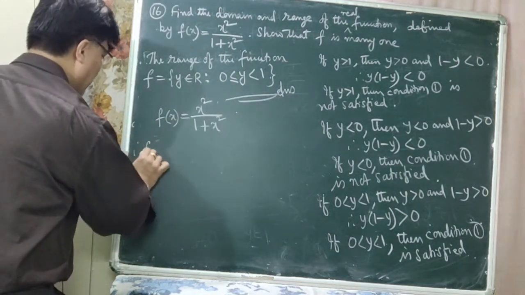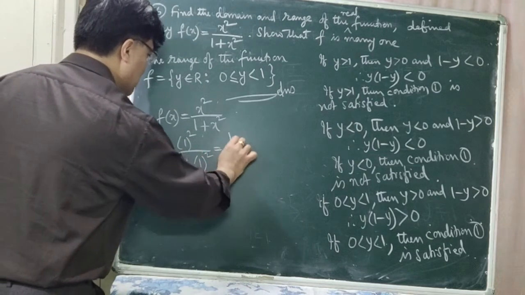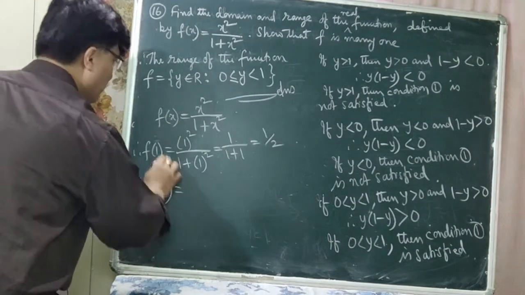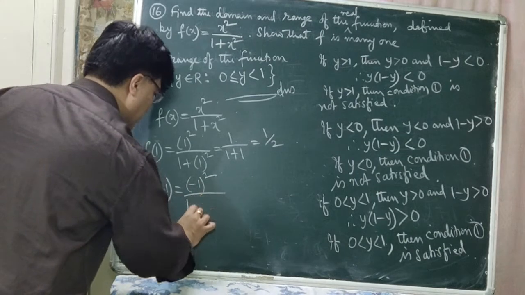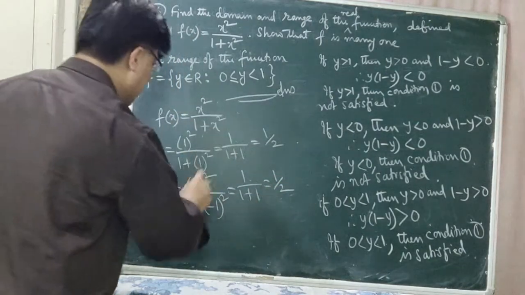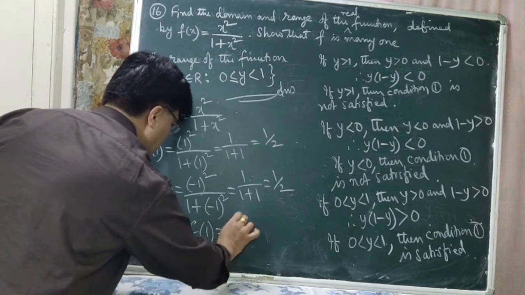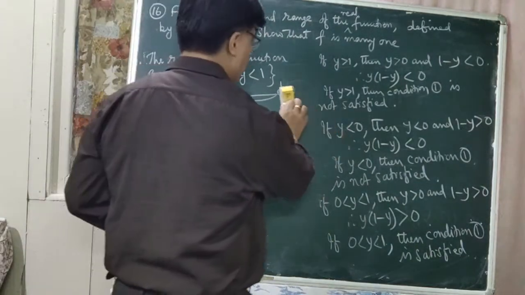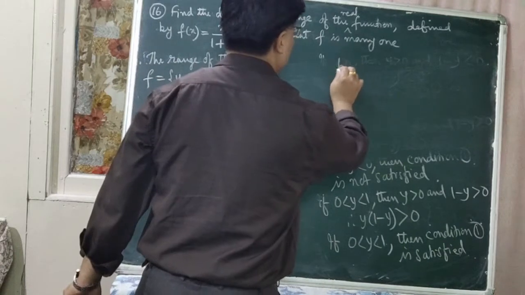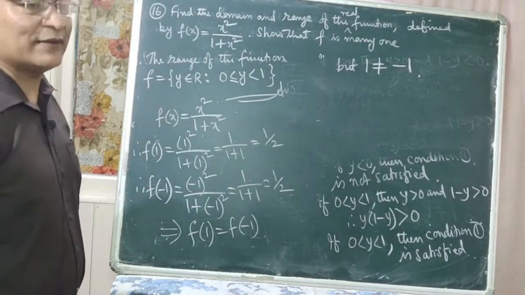So if you put f of 1, what is the value? 1 whole square divided by 1 plus 1 whole square, which is equal to 1 upon 1 plus 1, which is equal to half, right? If you put x equal to minus 1, what does it become? Minus 1 whole square divided by 1 plus minus 1 whole square is equal to 1 divided by 1 plus 1, which is also half. So f of 1 is equal to f of minus 1, right? But in this case, is 1 equal to minus 1? No, 1 is not equal to minus 1.